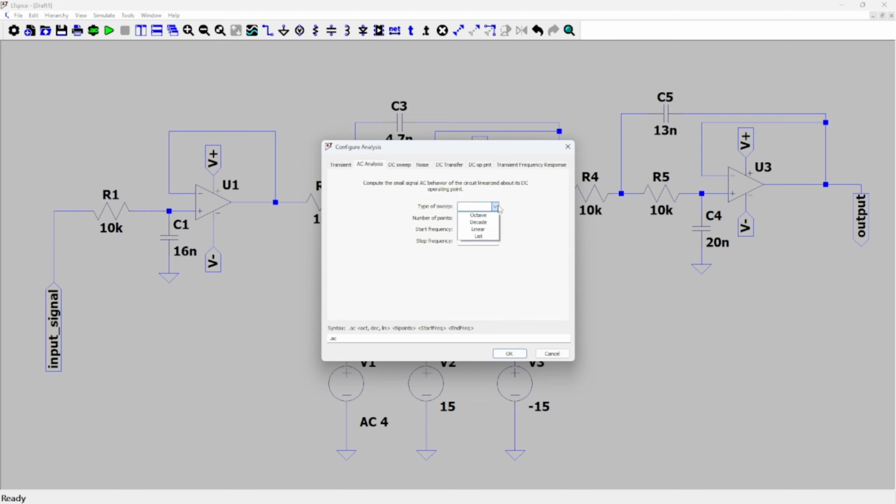So there's the type of sweep: there's decade, where the change is times 10, times 10, times 10. There's octave, and there's linear, just 1, 2, 3, 4, 5, 6. There's list, but I'll opt for decade. So the number of points per decade, let me have 1,000. You can have any value.